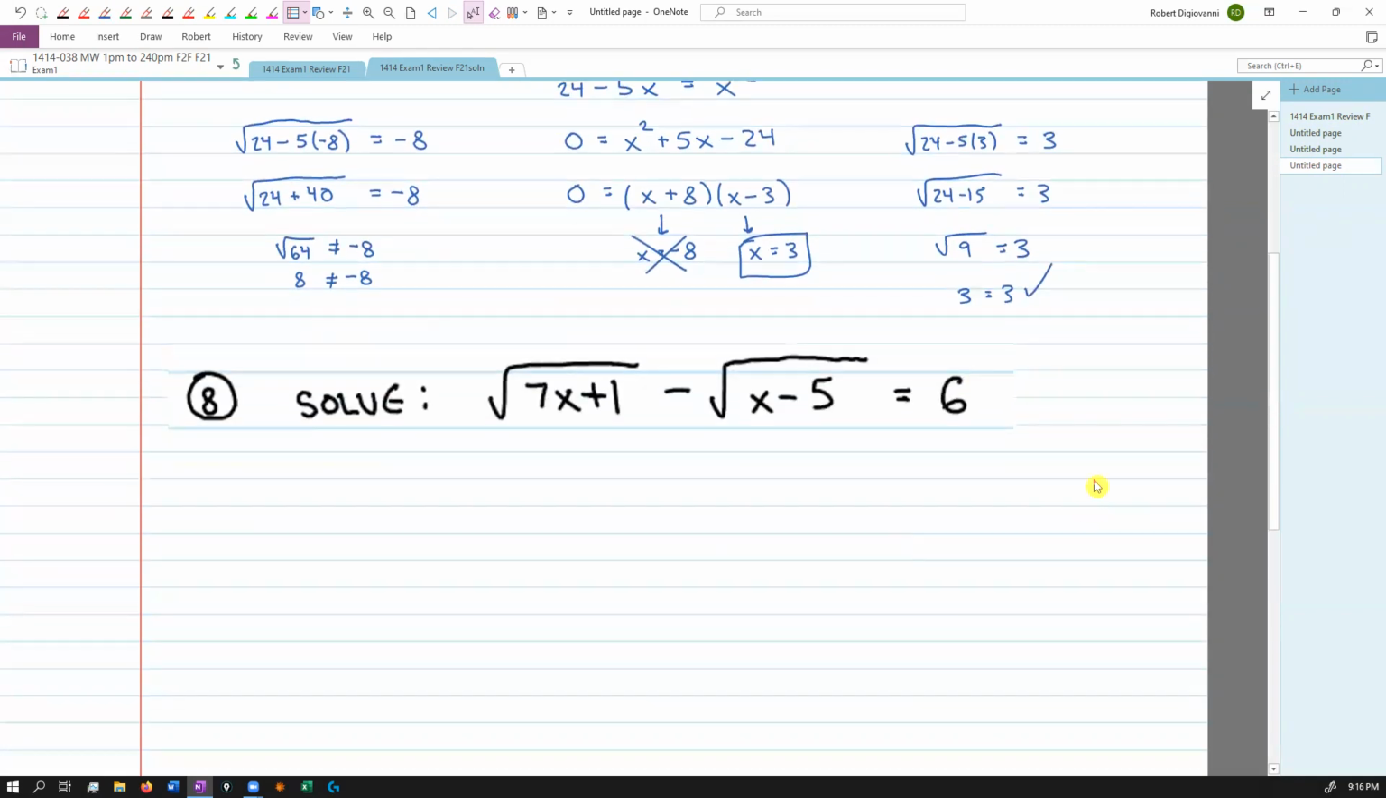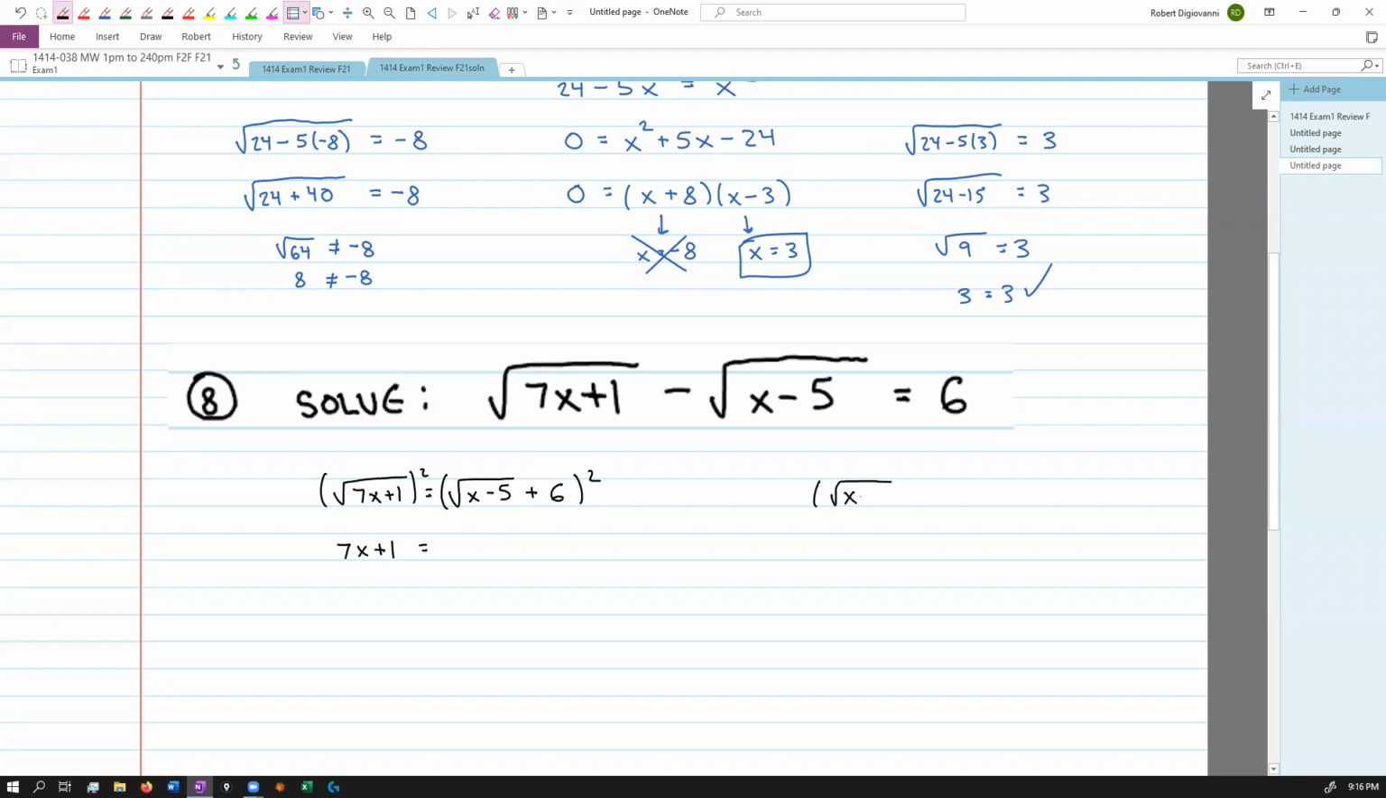Okay, another square root equation, but this time we have two roots. So what I'm going to do is leave the root 7x plus 1 on the left. I'm going to move the other one to the other side, which makes it positive. Joins up with the 6. And now I'm going to square both sides. So I know I'm going to need to check my answer. The left side just becomes 7x plus 1.